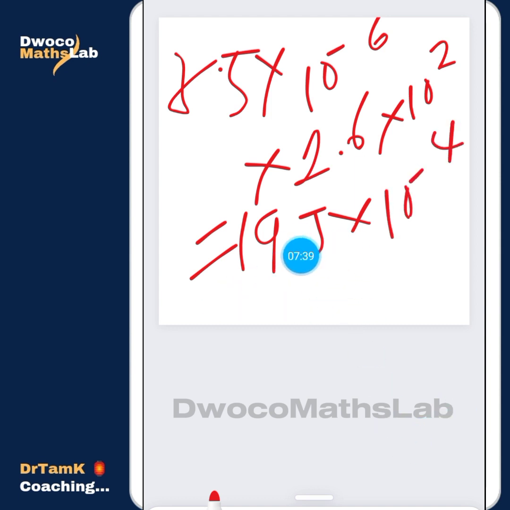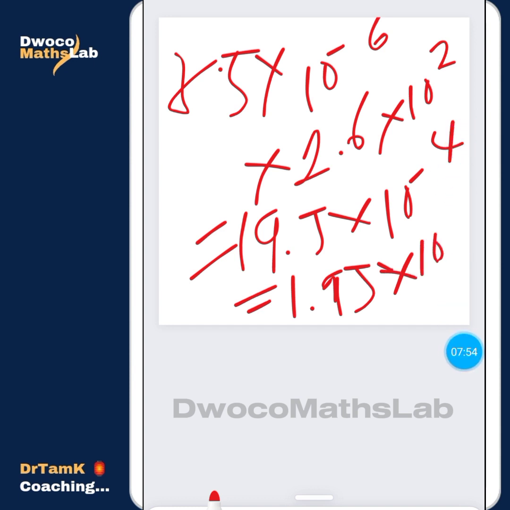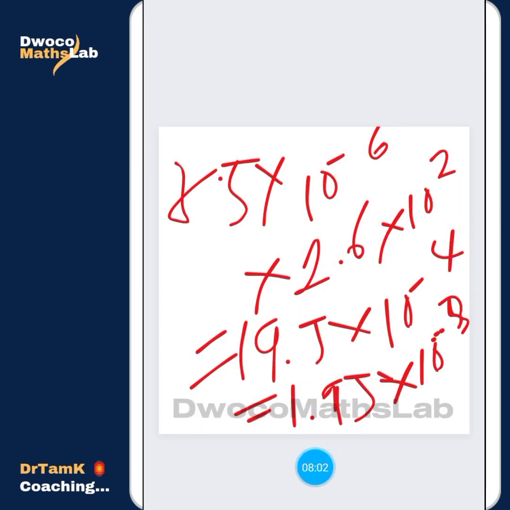Now if you have to take this to standard form, this point will move over here and become 1.95. Because the point has moved only once, you have to remove 1 from this minus 4. That would give us 10 to the power minus 3.